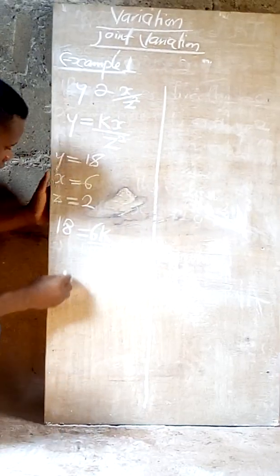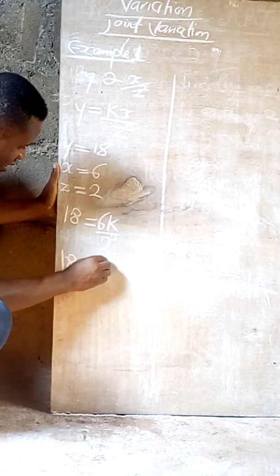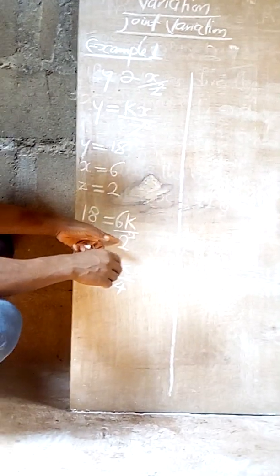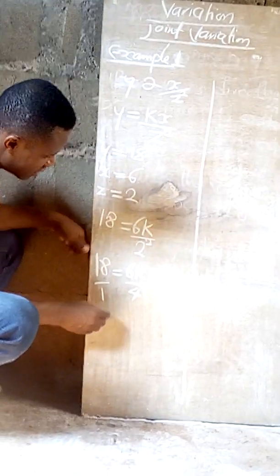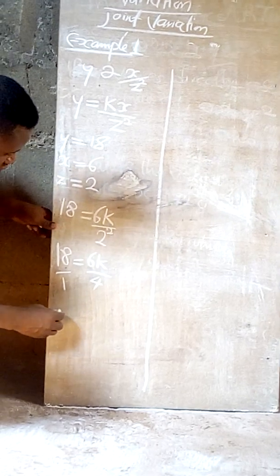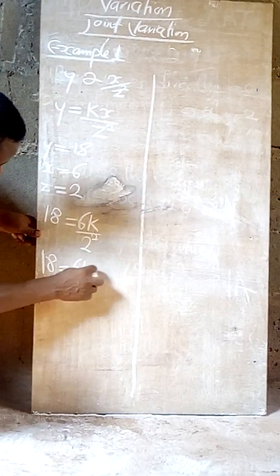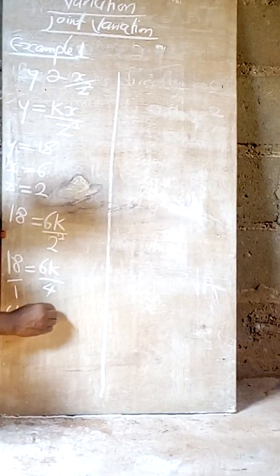Calculate now. We now have 18 equals to what? 6k over 4, right? Because 2 times 2 is 4. We now have to cross multiply, right? 4 times 18 gives us 72. This multiplied, now we have 6k equals to 72, right?